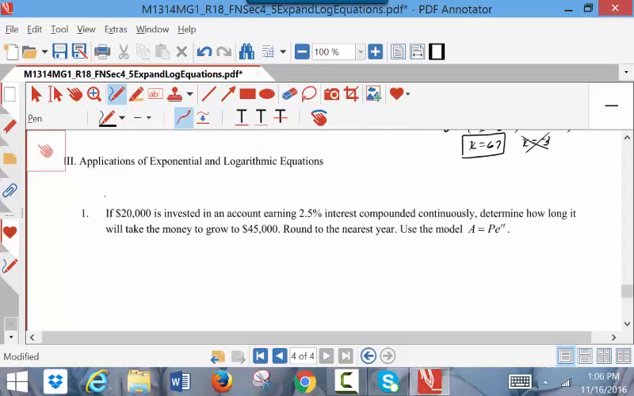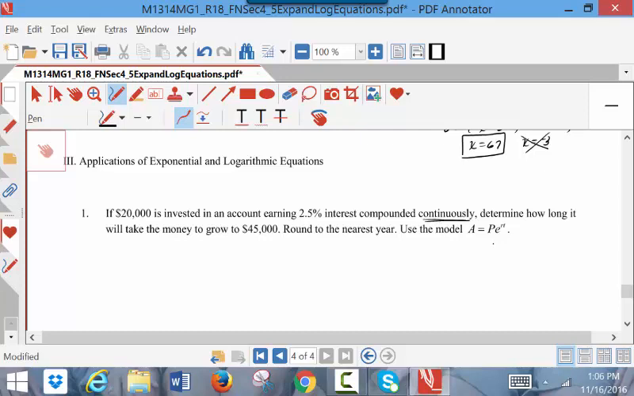What's happening now? If $20,000 is invested in an account earning 2.5% interest compounded continuously, the minute I see this word, you know it's A equals P e to the rt. The continuous compounding is that one. Determine how long it will take the money to grow to $45,000. So the question is how many years? How many years will it take it to grow?